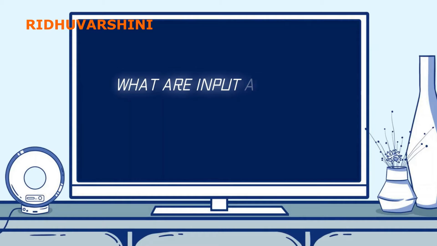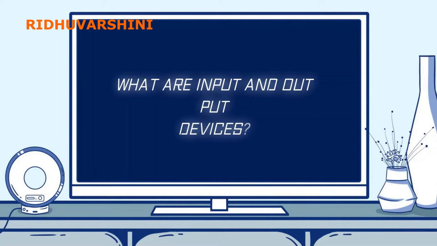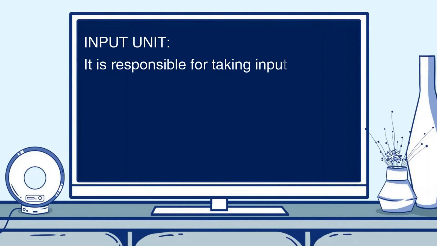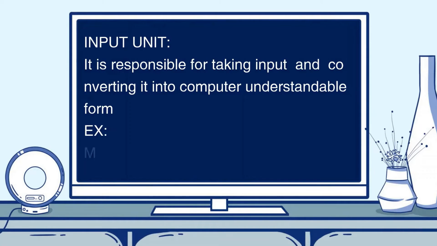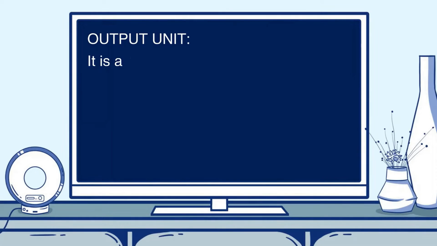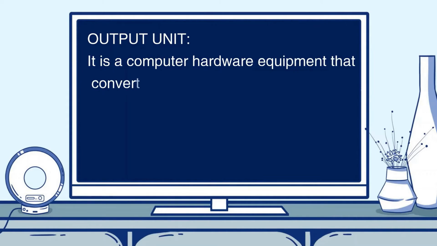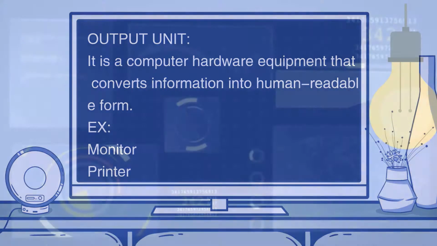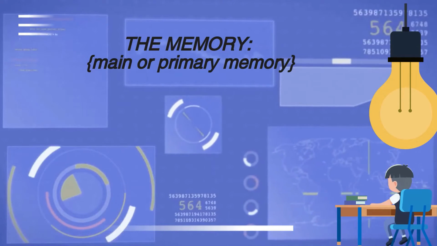From basics, what are input and output devices? The computer cannot understand human language, right? So the input unit provides data and control signals. The examples could be mouse or keyboard. Just the opposite, the output unit converts digital information into human readable form. An example could be a monitor.